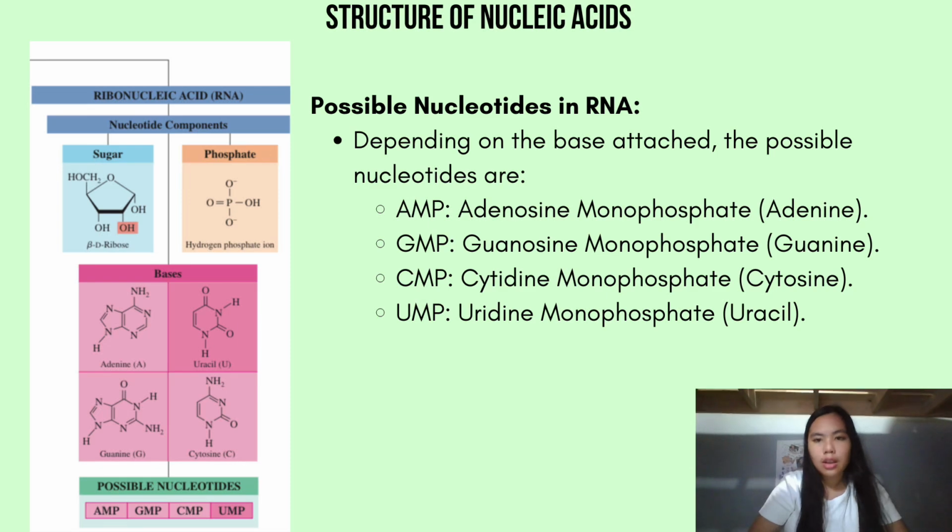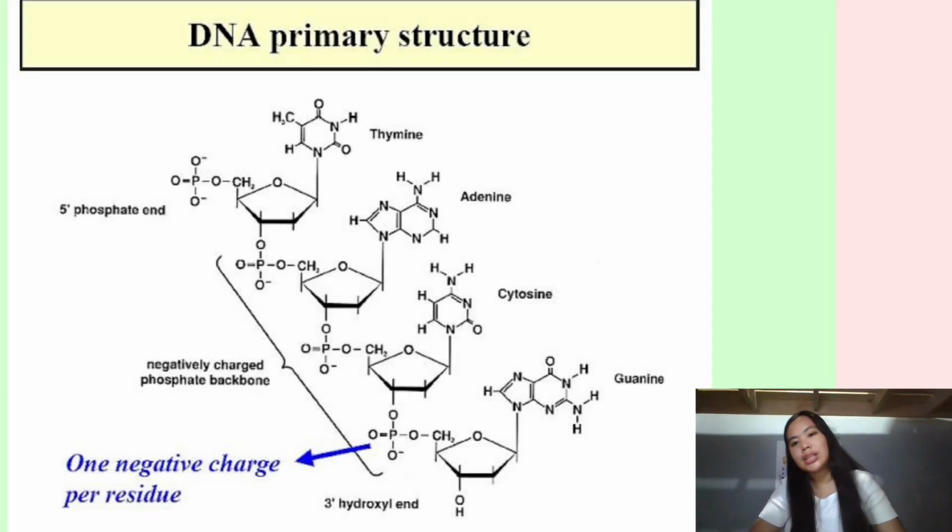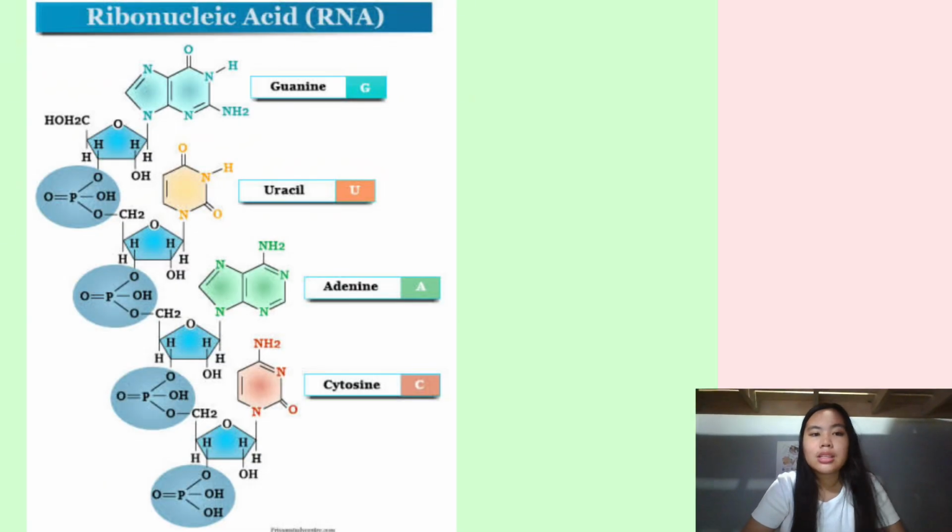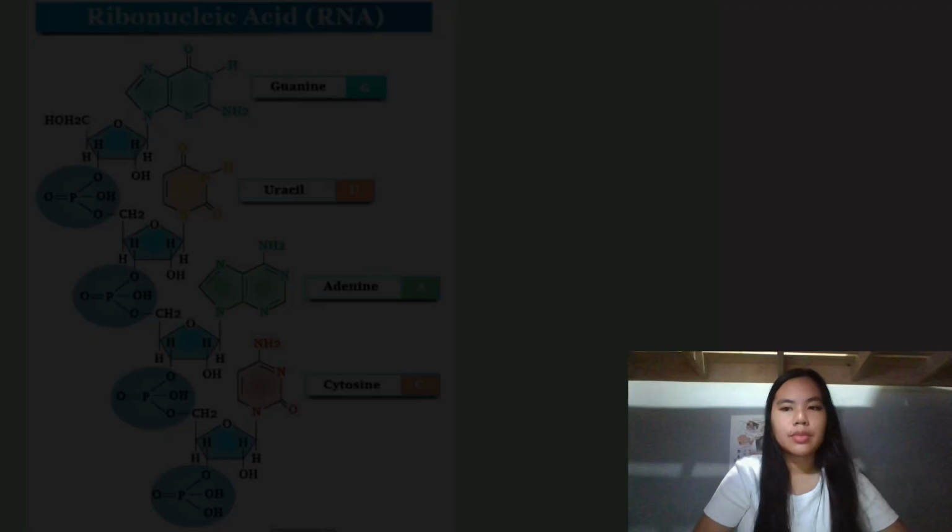This is the primary structure of a DNA, which I already explained earlier, and then this is the ribonucleic acid. So they differ in one base, which is the uracil because it replaces thymine, and then it also has its phosphate group, and the ribose doesn't lack an oxygen.